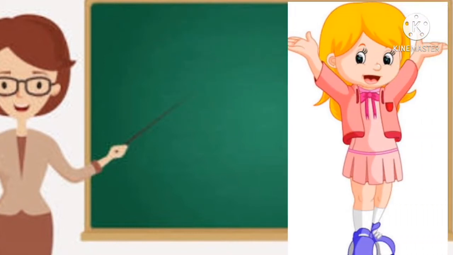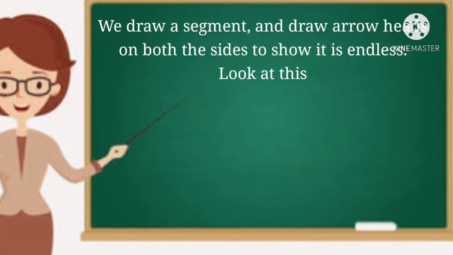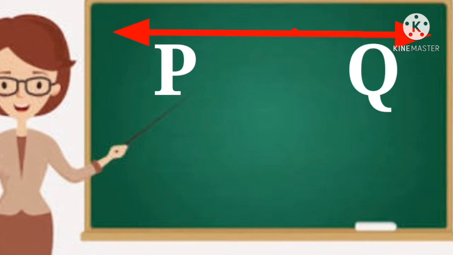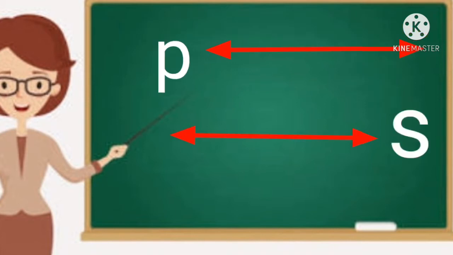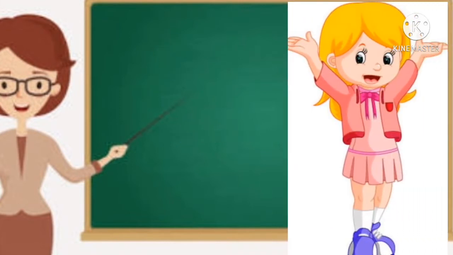If it is endless, how to draw it, ma'am? We draw a segment and draw arrowheads on both the sides to show it is endless. Look at this. We read it as line PQ or with the symbol line PQ. Lines can be read by small letters also. Example, line P, line S. We can read them as line P and line S, ma'am.